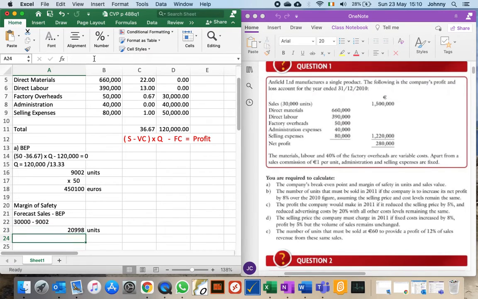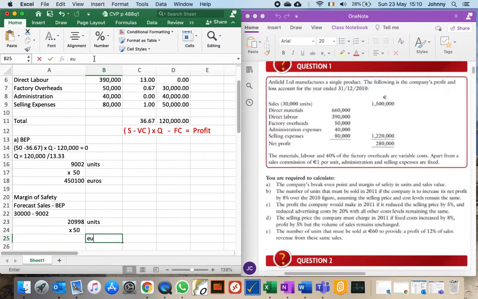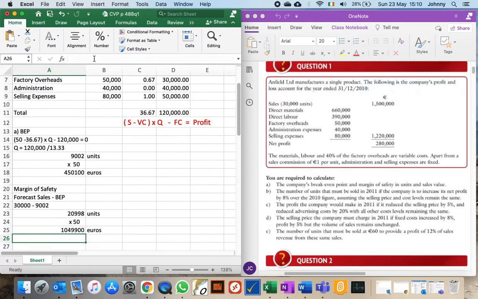So that's the number of units. We then do the same thing again. We're going to multiply this by our sales price to turn it into euros. Okay, so that's part A done.